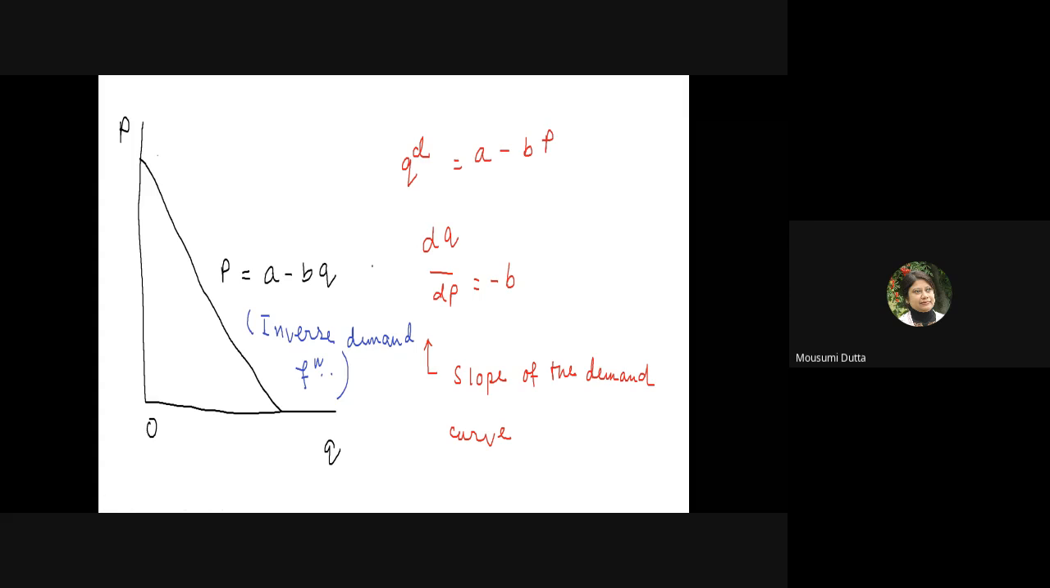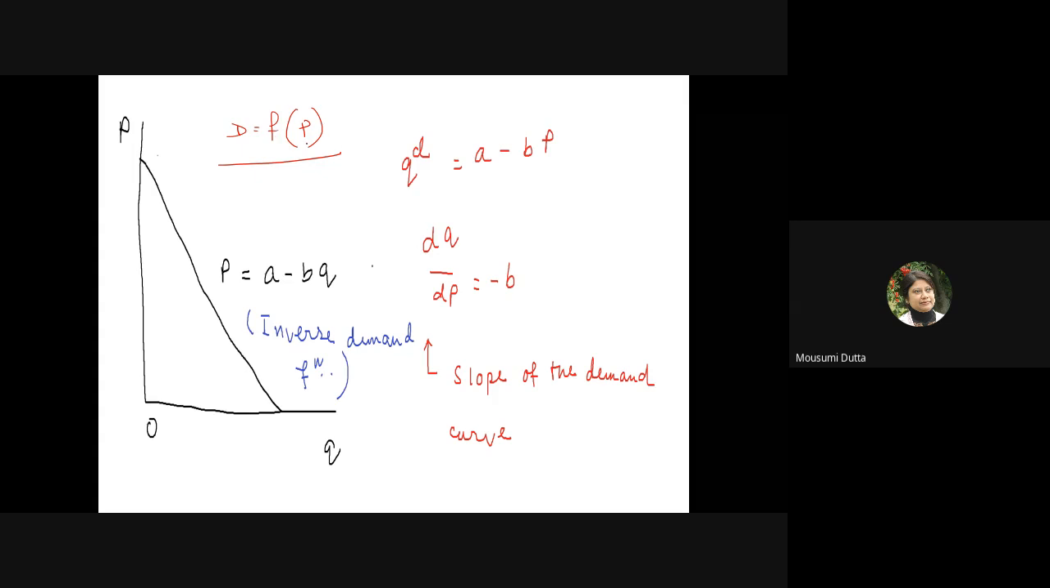Now I'll mention one important thing. I am telling that demand is a function of P. So which one is the dependent variable and which one is the independent variable? D is the dependent and P is the independent variable. Everyone, is it okay to all of you? Okay.